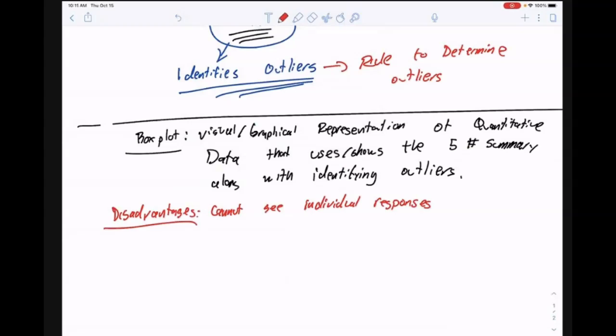If n is even, and the middle 2 numbers are like 12 and 14, then the median is 13. And it doesn't mean that 13 was a data value. So we cannot see individual data points, and you cannot, and this is always a big mistake, determine unimodal/bimodal properties.